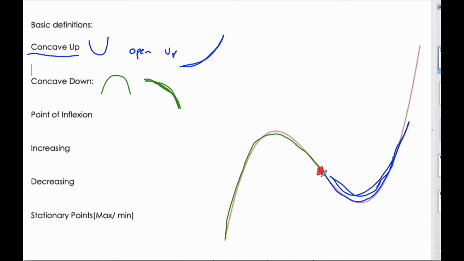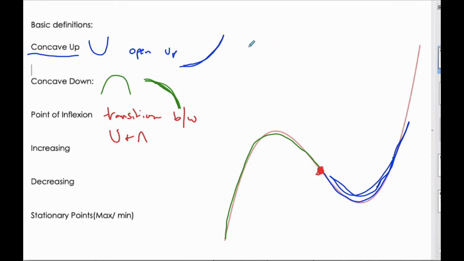Between concave up, the green, and the blue, we have in the middle here the transition between concave up and concave down, and that is the point of inflection. It is the transition between concave up and concave down, or vice versa. So it's when it changes concavity that a point of inflection occurs.